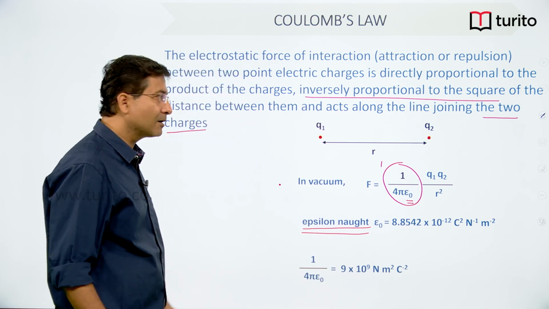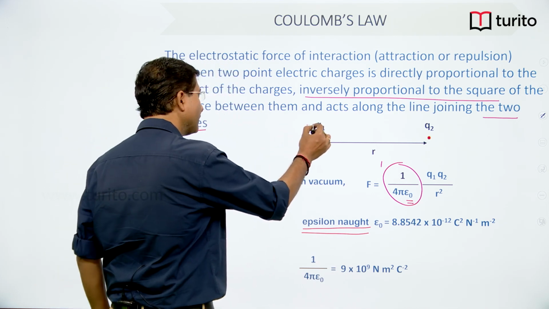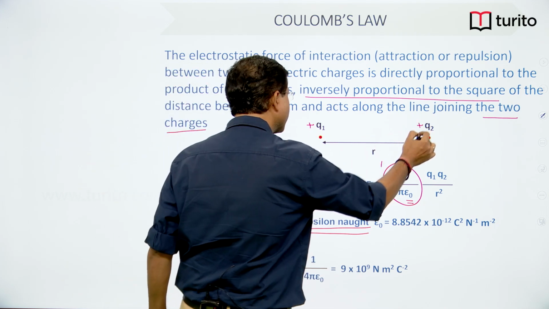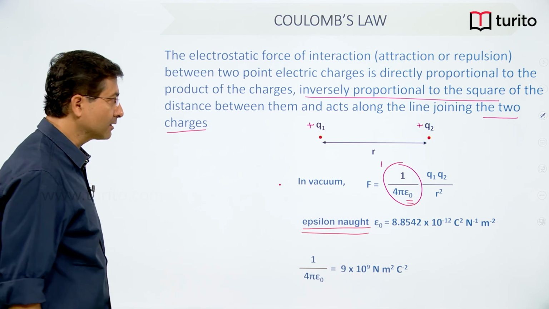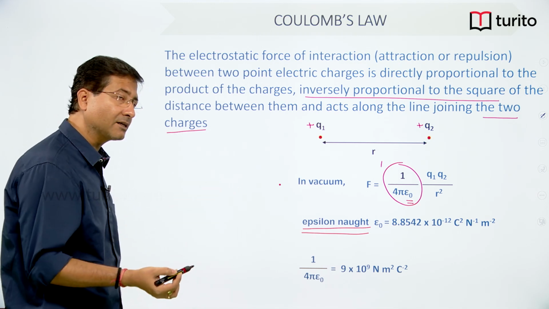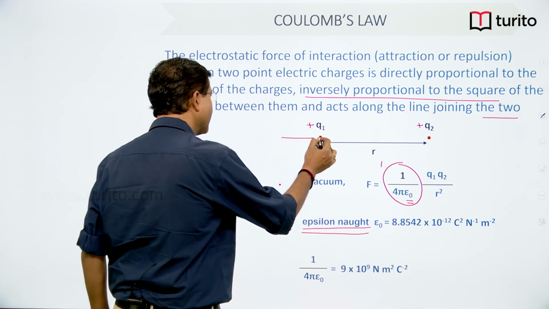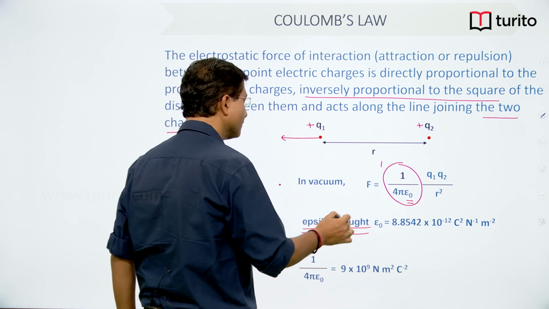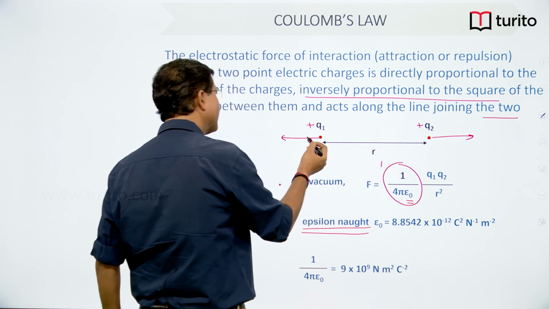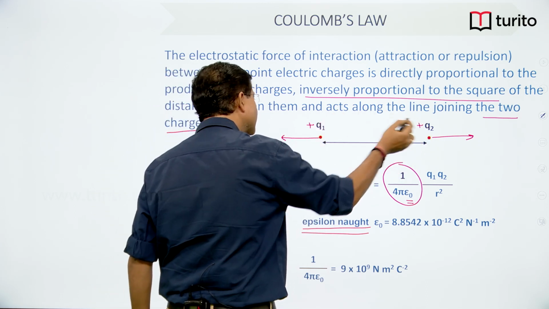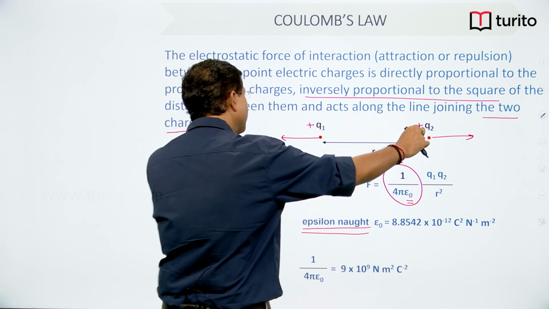If both the charges are positive, for example, this is positive and this one is positive, then this force of interaction, from the property of charge, is repulsive. The force will always be along the line joining. If they are similar charges or like charges, it will be away.